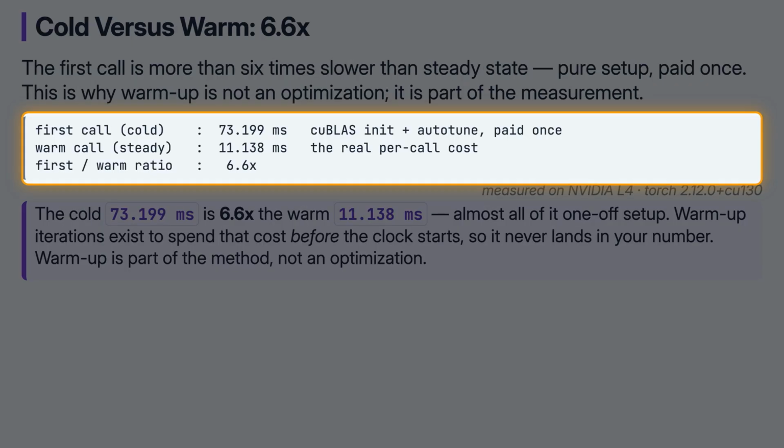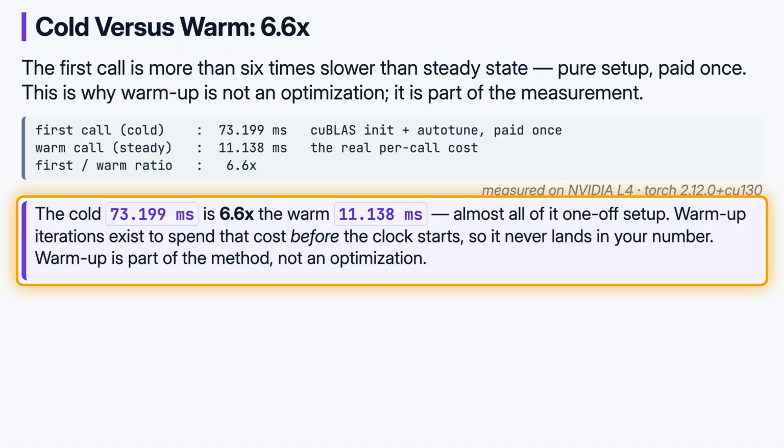The two calls tell the whole story. The cold first call reads 73.199 milliseconds. That is mostly one-off setup, paid once. The warm call reads 11.138 milliseconds. That is the real per call cost. The cold call is 6.6 times the warm one. Almost all of that gap is one-off setup. Warm-up spends that cost before the clock starts, so it never lands in your number. Warm-up is part of the method, not an optimization.